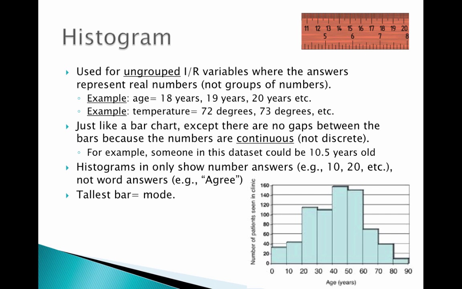Notice that at the bottom, they're actually numbers. We don't see math, we don't see literature, we don't see science, we don't see none, we don't see all, we don't see tomorrow, right? These are all just numbers. This is a key feature of histograms. It all deals with numbers. Just like a bar chart, we know that the tallest bar in a histogram is indicating the mode.